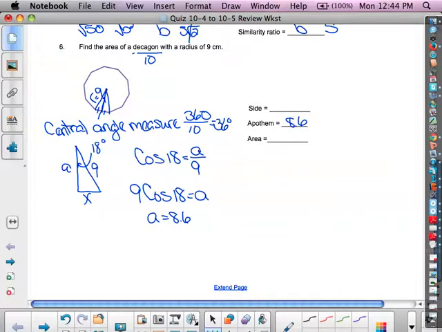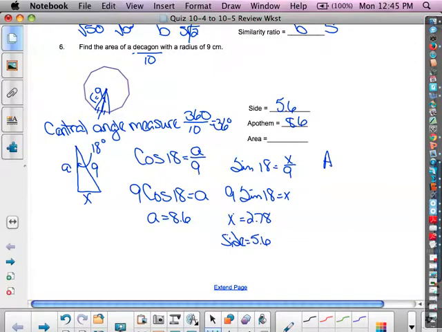Then to find the length of the side, you're going to use sine. So sine of 18 is equal to x over 9. Again, multiply by 9. So you have 9 times sine of 18 equals x. So x is equal to 2.78. Remember, that is only half the length of the side, so you have to double that, so that the length of a side is equal to 5.6.